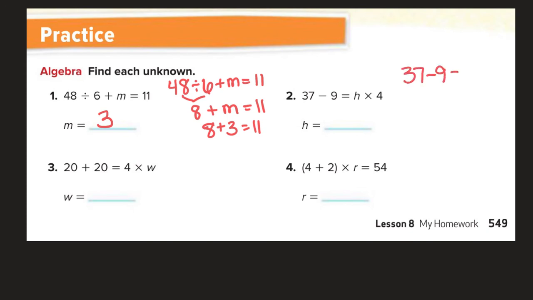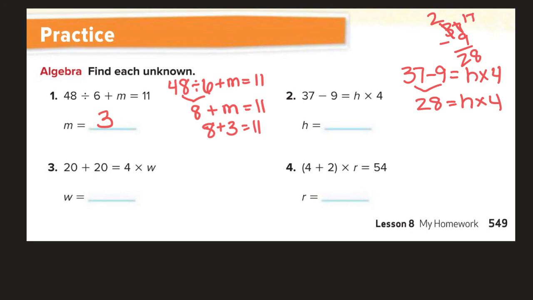37 minus 9 is equal to h times 4. So first I'm going to do 37 minus 9. I cannot do 7 minus 9, so I need to go next door and get 10 more. Oops, not 14, 17. 17 minus 9 is 8. 2 minus 0 is 2. So I'd get 28 equals h times 4.